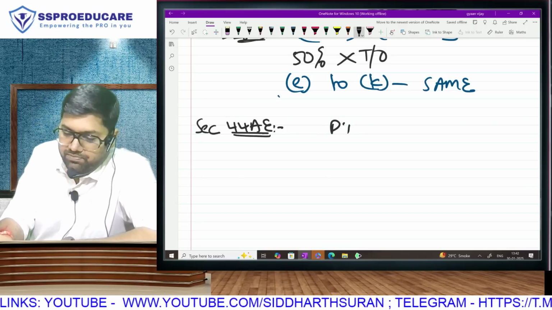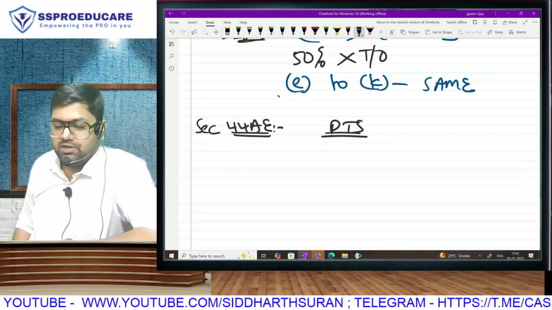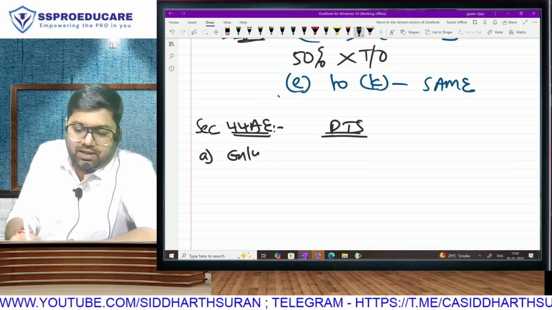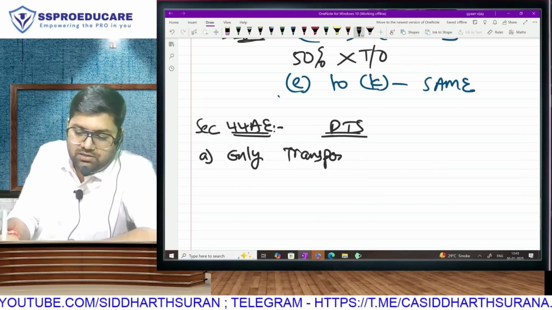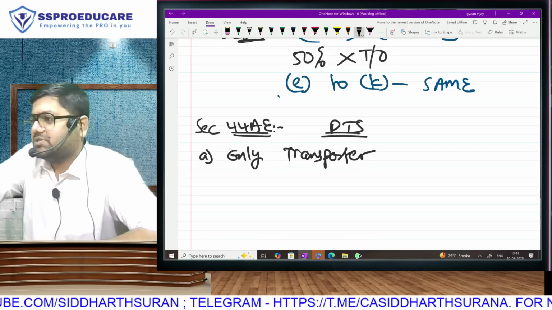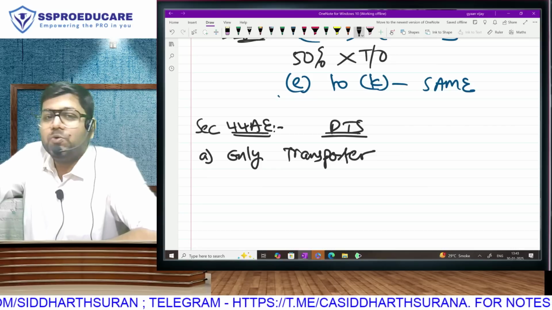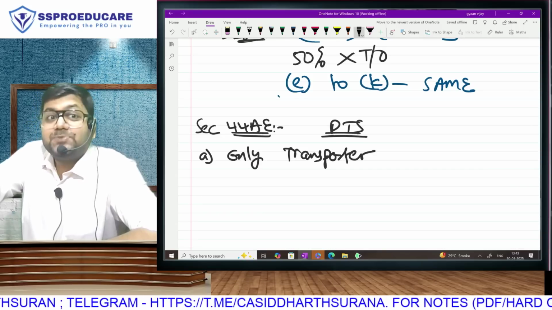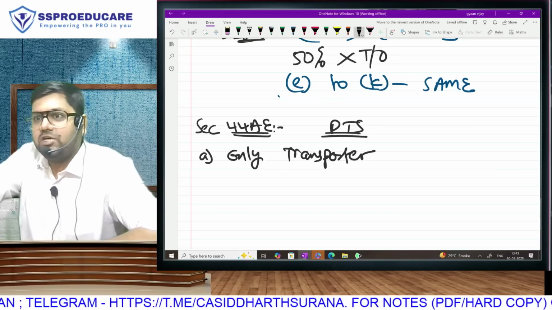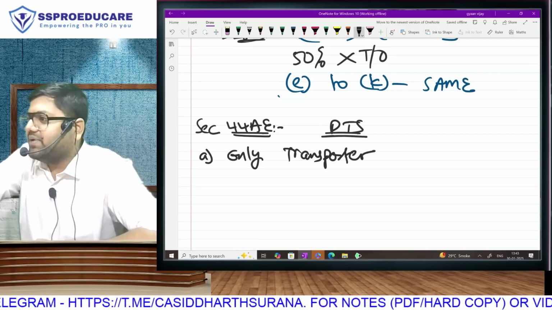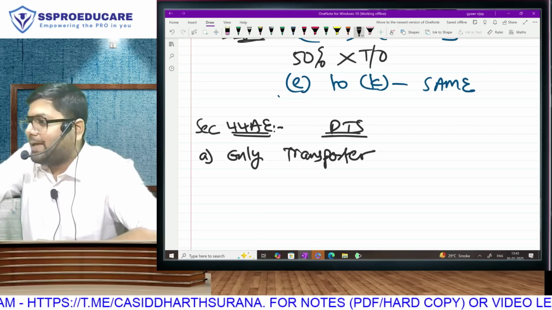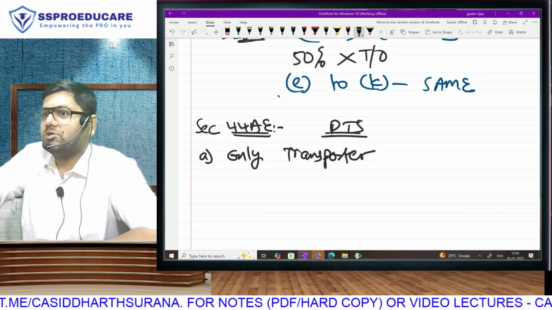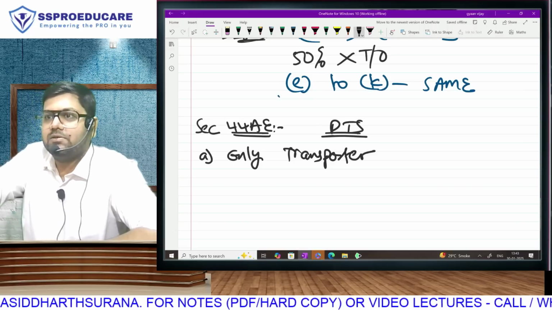Section 44AE, presumptive taxation. Last section of PGBP. Presumptive taxation. This is a special section only and only for one business, transporter. Transporters are special because they take care of the domestic economy. We've discussed in the past, the wheat that you eat, the rice that you eat is not grown in your backyard. It is transported from some field, some farm, and they are responsible for your daily needs of fruits, vegetables, milk, etc.